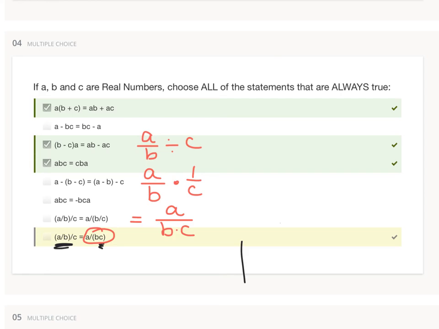So questions like that, like I said, put in easy numbers, and you can kind of see what's happening. We can prove it algebraically, but test them on easy numbers and see if that's what you're looking for.